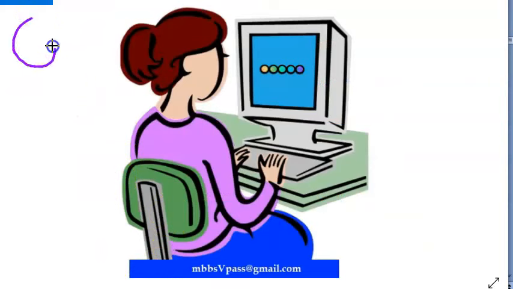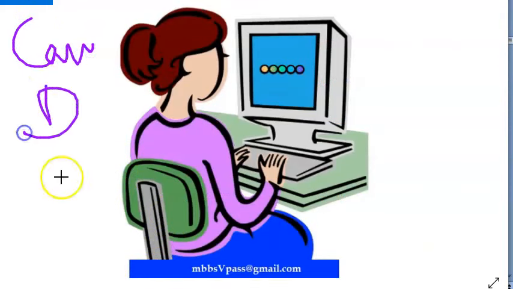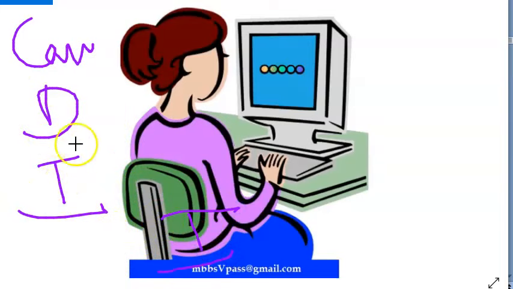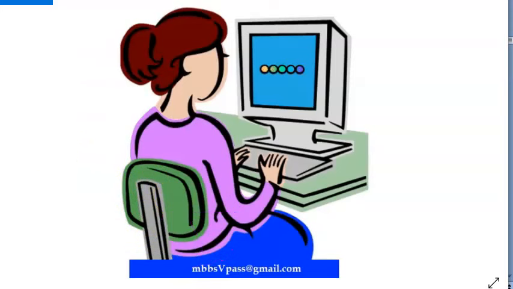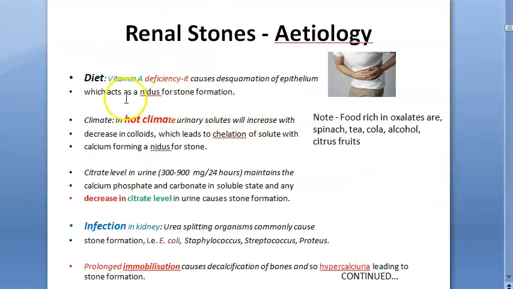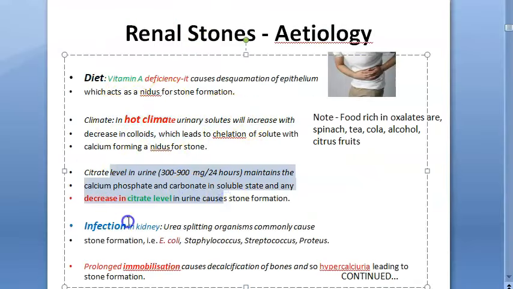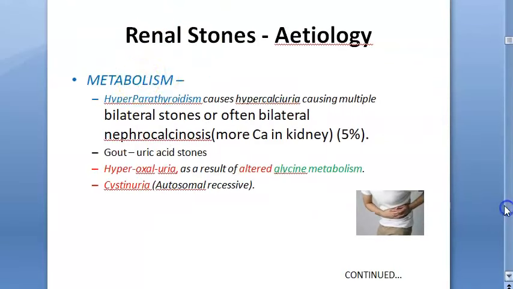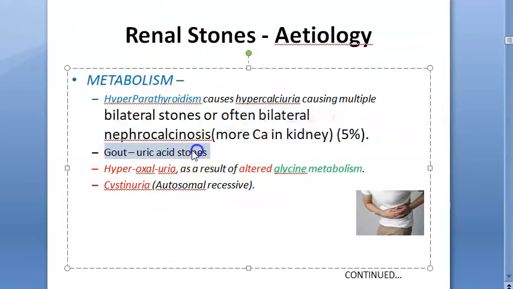Just a refresher. Where are we? We are looking at the causes of renal stones. We saw diet is a cause, immobilization was a cause. After diet, what came? Think. Hot climate, citrate level, infection. Okay. So then we saw metabolism. We have seen till here gout.